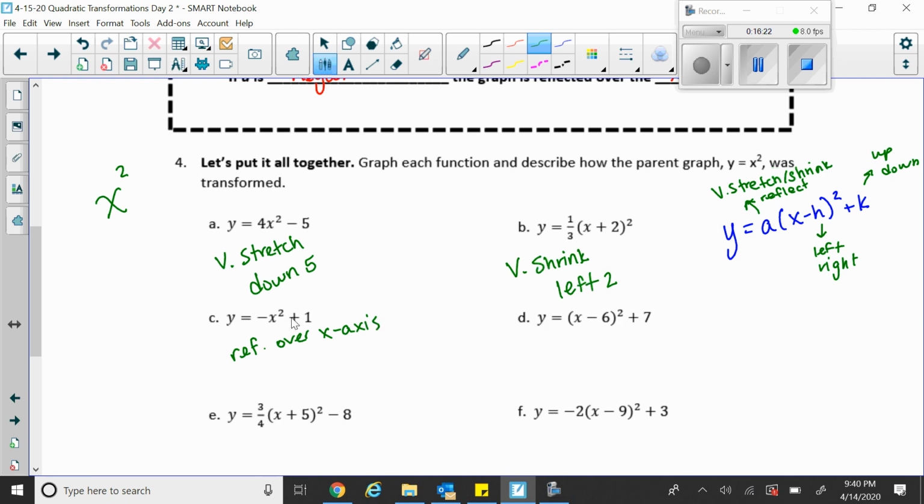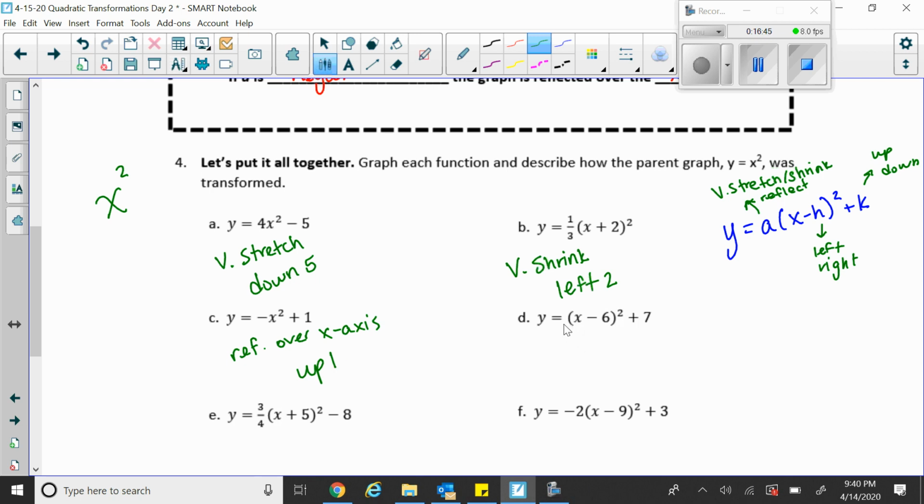And then the +1 on the end, that +1 is not in parentheses, so it can't be an H, it means it has to be a K. So that means it's going to move it up 1 because it's +1. So the negative reflects it over the x-axis. The +1 on the end moves it up 1.